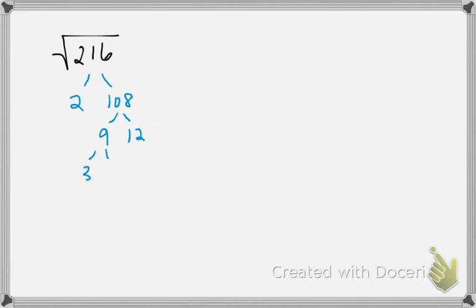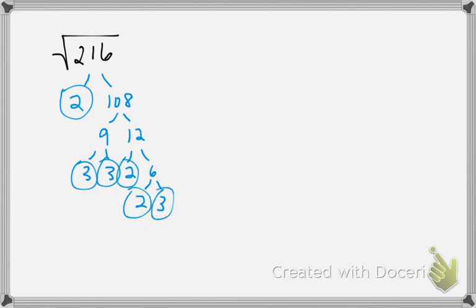9 breaks down: 3 times 3. 12 breaks down: 6 and 2. 6 breaks down: 2 and 3. There's no rule that says you can only break it down 2 factors at a time, right? But that works. So look at what we have. Look at your dead ends. We could call this a prime factorization tree, which is cute because it kind of looks like a tree.